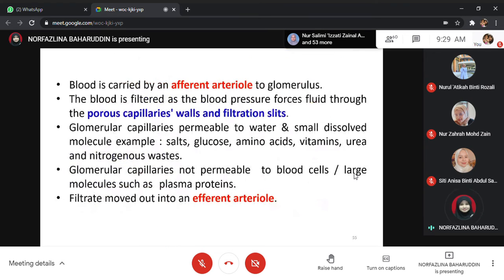Now, blood is carried by an afferent arteriole to the glomerulus. This you already know. The blood is filtered as the blood pressure forces fluid through the porous capillaries wall and filtration slits. Maybe this wording is difficult to understand. Now, this part I'm sure you understand. The blood is filtered as the blood pressure forces fluid through the porous capillaries wall.